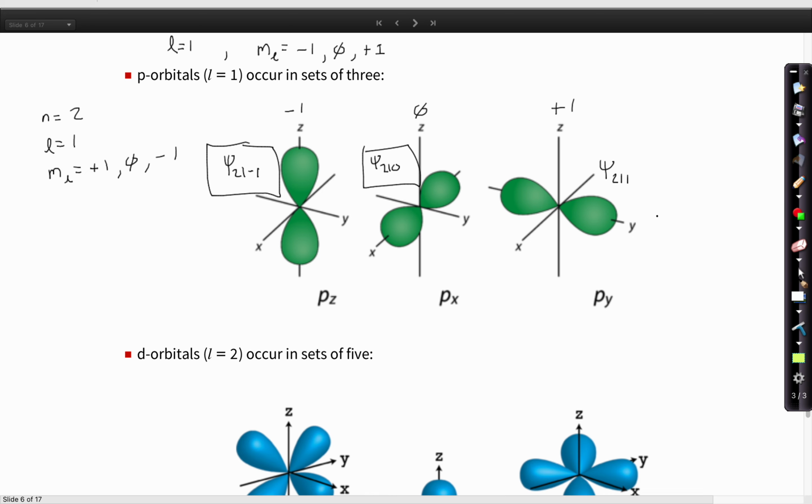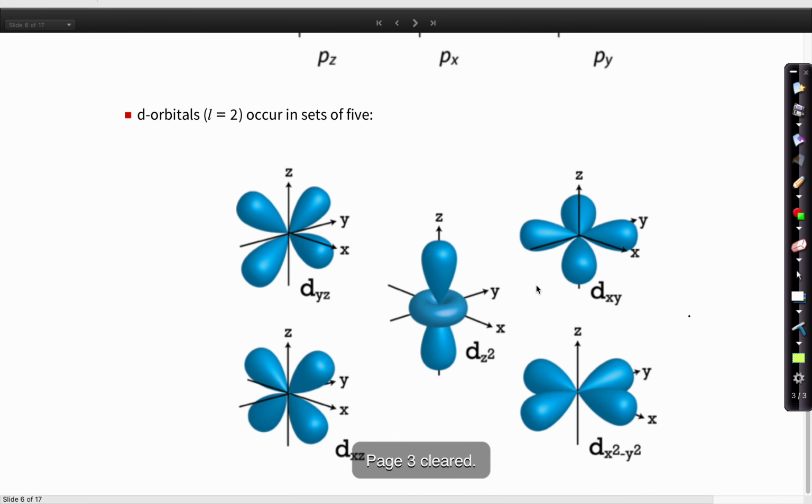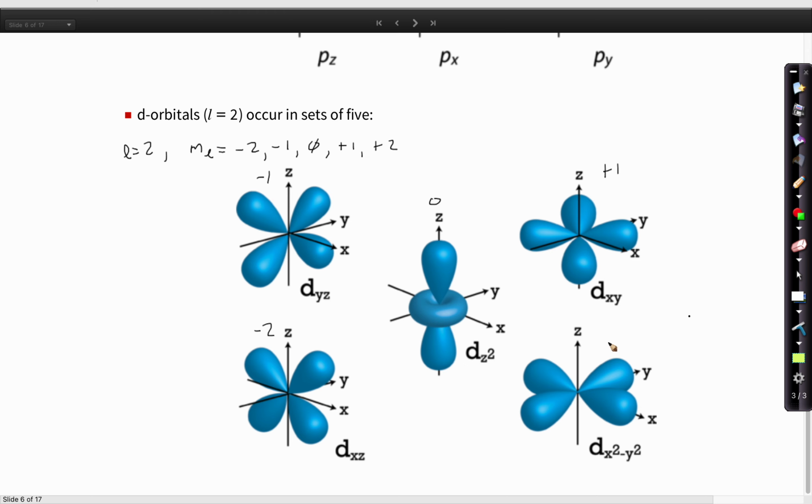Let's look at the d orbitals just to finish this up. So what are the possible values of d? So for d orbitals, L equals 2, which means we have m sub L, the 5 possibilities are minus 2, minus 1, 0, plus 1, and plus 2. And again, it doesn't matter which ones we call which, but we could call this one minus 1, we could call this one 0, we could call this one plus 1, this one minus 2, and this one plus 2. So we have 5 different possibilities.